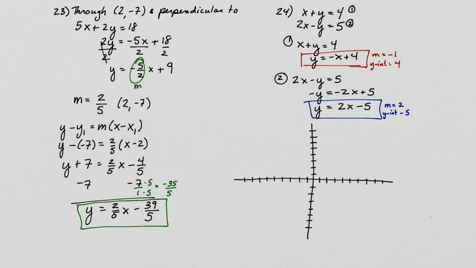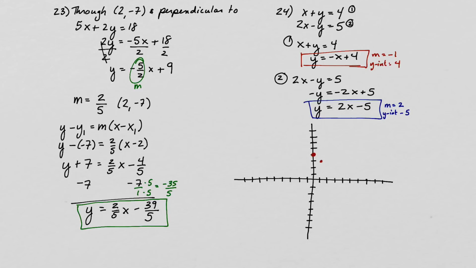So for the first one, intercept 4. So I'm going to go up 4. 1, 2, 3, 4. And then the slope, right, is negative 1, which means I'm going to go down 1 and right 1. So down 1 and right 1.